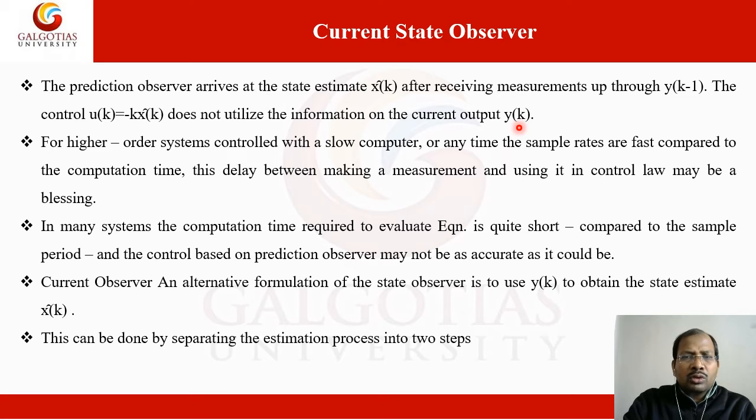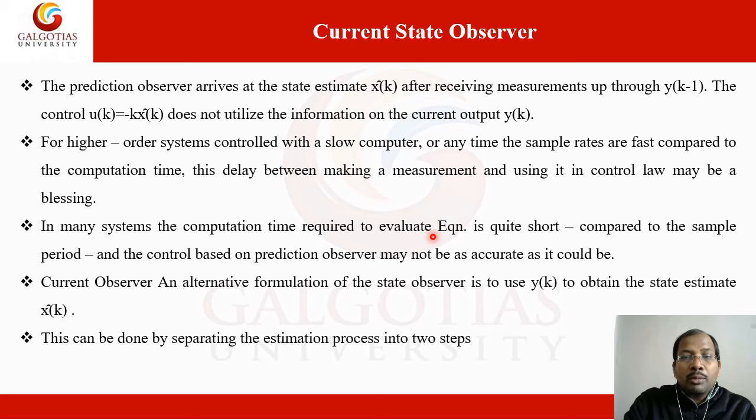So here comes the computational time. This computational time is reflected in terms of delays, and these delays affect the system. If these delays are larger compared to the sampling time, then the current observer becomes a prediction observer. If these delays are less than the sampling time, then there is no effect on the system output.